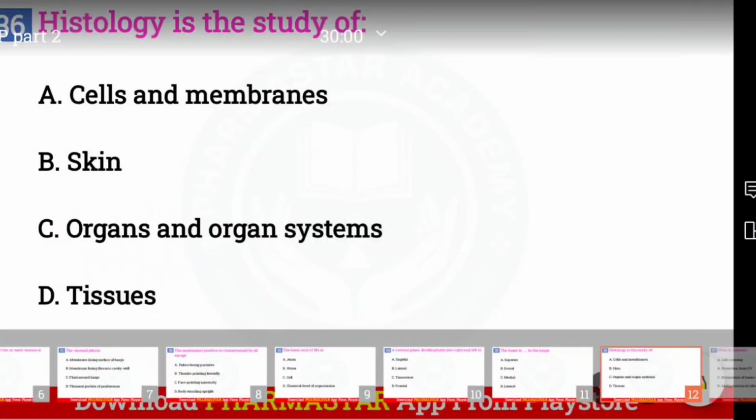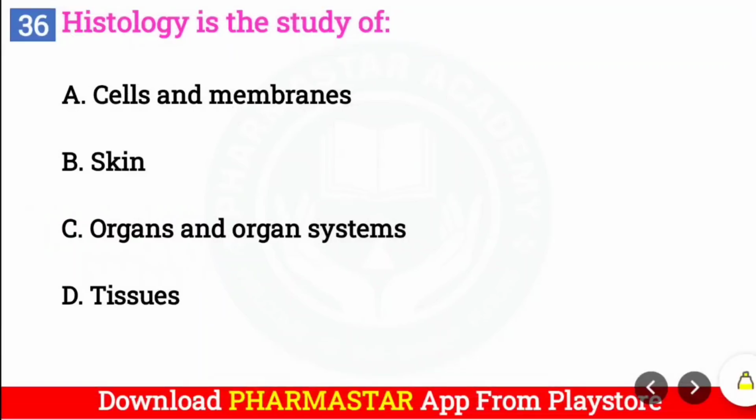Next question. Histology is the study of option A, cells and membranes. B, skin. C, organ and organ system. D, tissue. The correct answer is option D, tissues. Histology is the study of the microscopic structure of tissues.